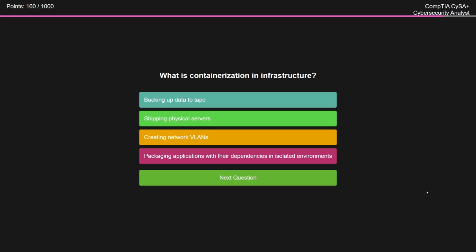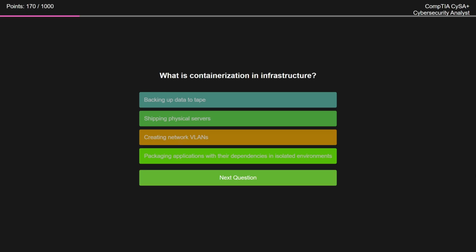What is containerization in infrastructure? Backing up data to tape, shipping physical servers, creating network VLANs, or packaging applications with their dependencies in isolated environments? For this one, it's going to be packaging applications with their dependencies in isolated environments. You have to think about what a container is. If you've ever used Docker, you're going to be dealing with those containers.